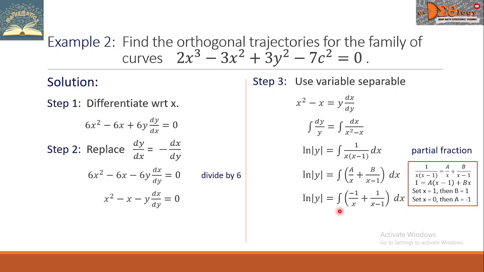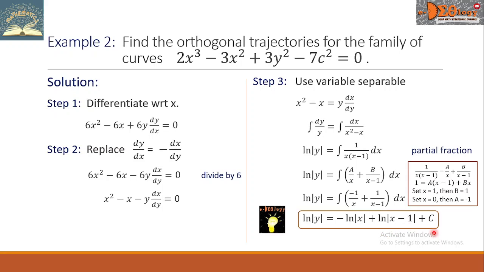Then we will get the integral of the fractions respectively. So the integral of negative 1 over x dx will be the negative of ln of the absolute value of x, plus the integral of 1 over x minus 1 dx, which will be ln of the absolute value of x minus 1. Then we write plus c. This is the final answer.